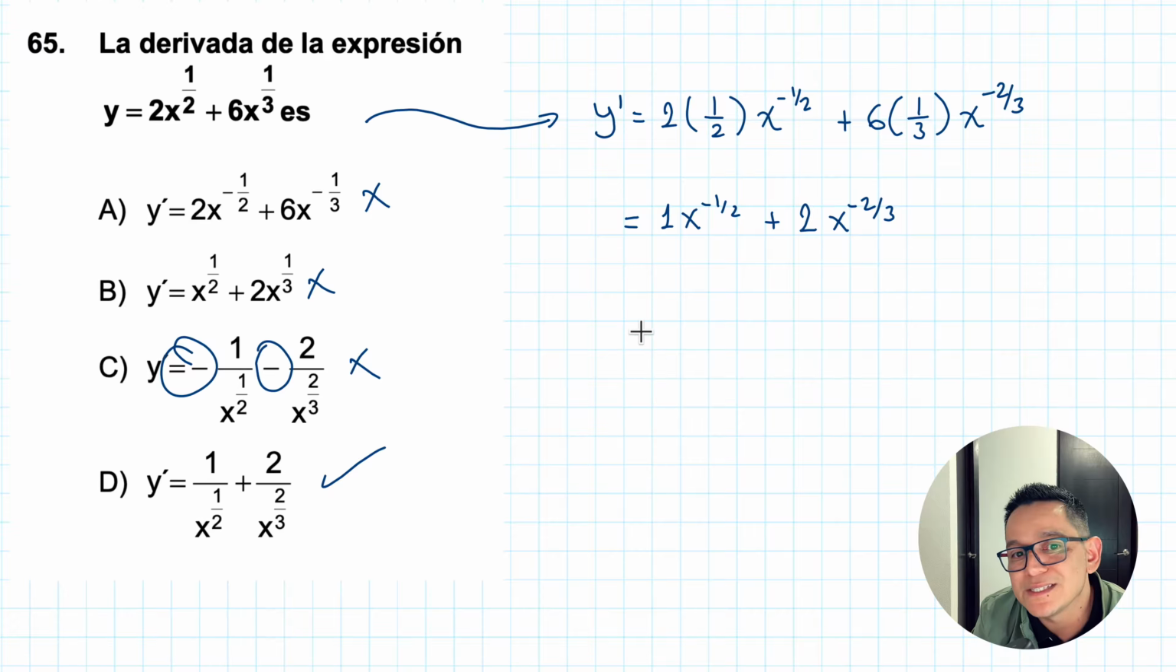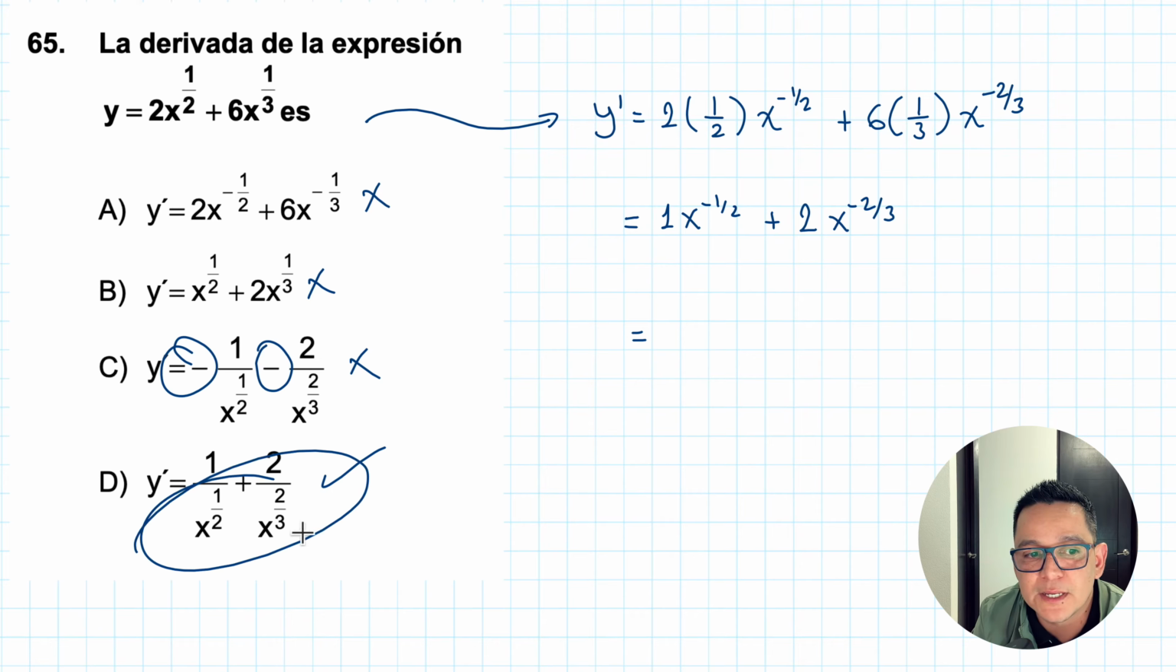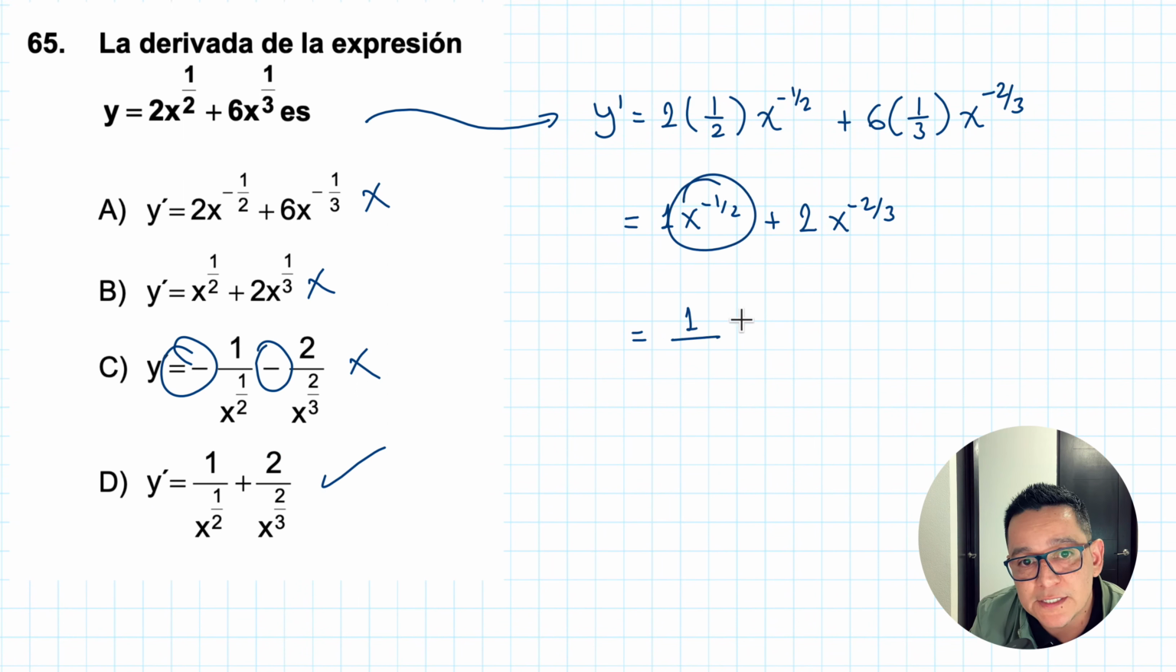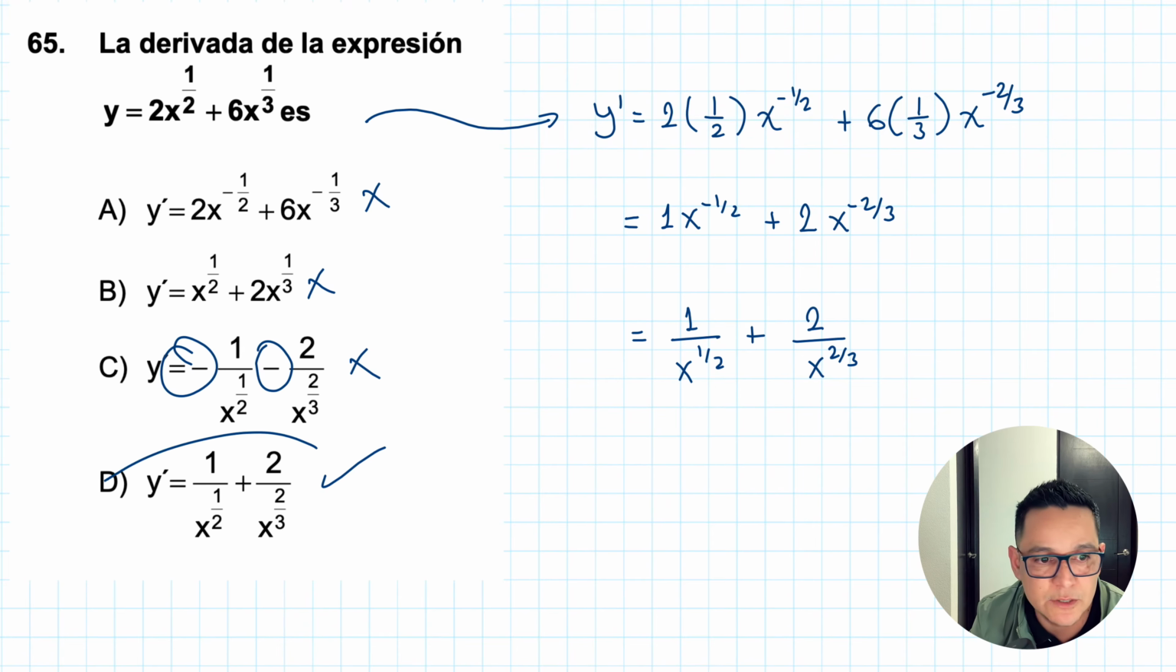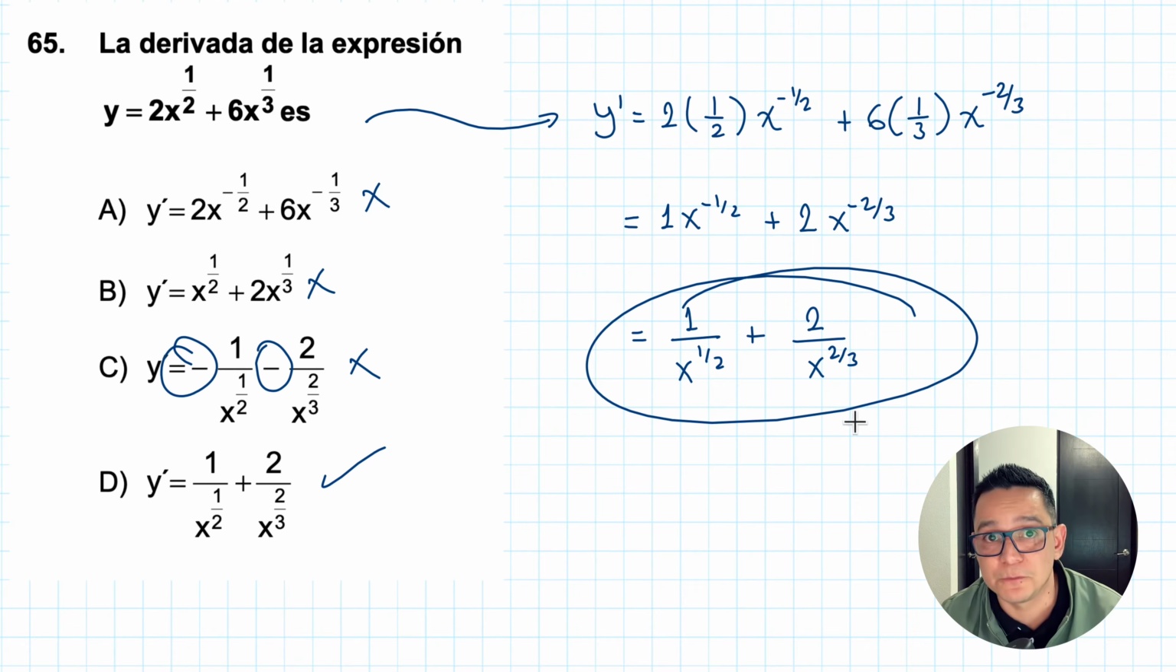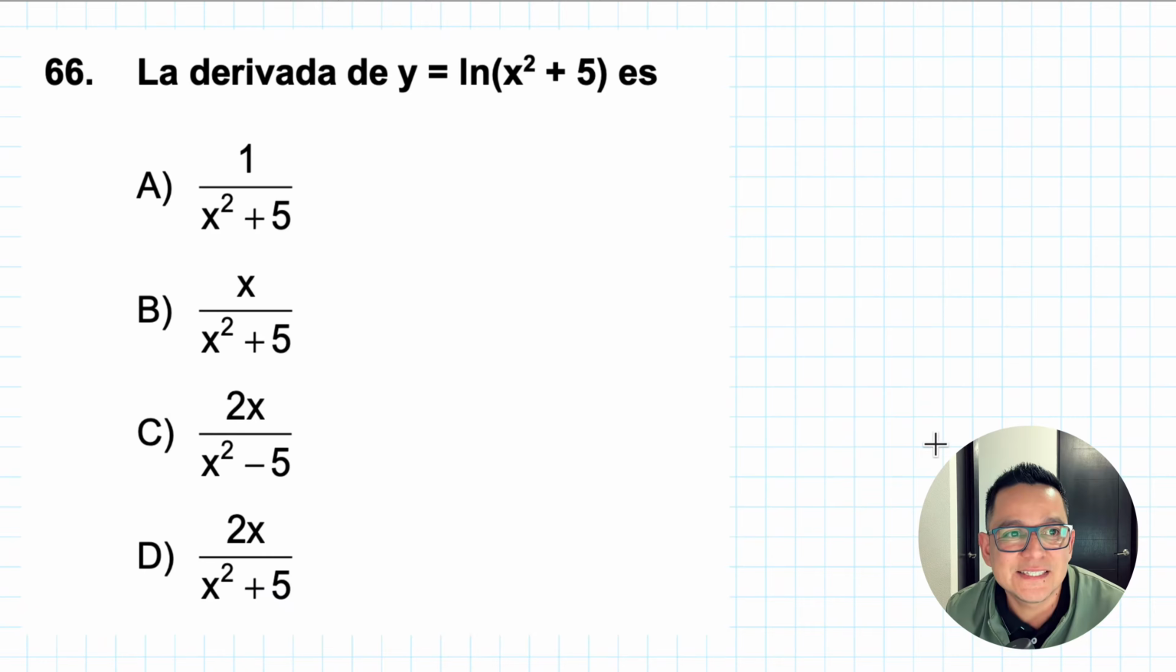But notice it's still not exactly the same, since they've already moved on. These powers that had negative exponents have already been moved down. So how do I move them down? Well, I put the 1, and since this has a negative exponent, I can put it down here, but now with a positive exponent. I do the same here. Put the 2, then move this below with a positive exponent. Now it's the same, right? y is 1 over x to the 1/2 plus 2 over x to the 2/3. That's the solution. Let's move on to exercise 66.